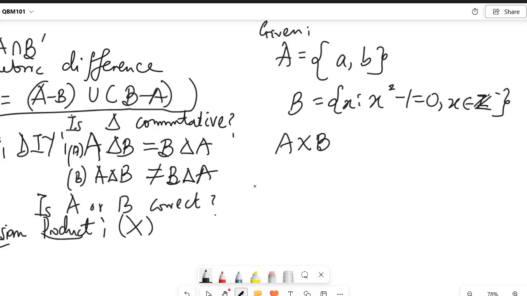that this operation will not be commutative. A cross B cannot be equal to B cross A. You will see shortly because the arrangement matters. All right. So how do we evaluate A cross B? For us to evaluate A cross B, we need to know what A is and what B is as well.